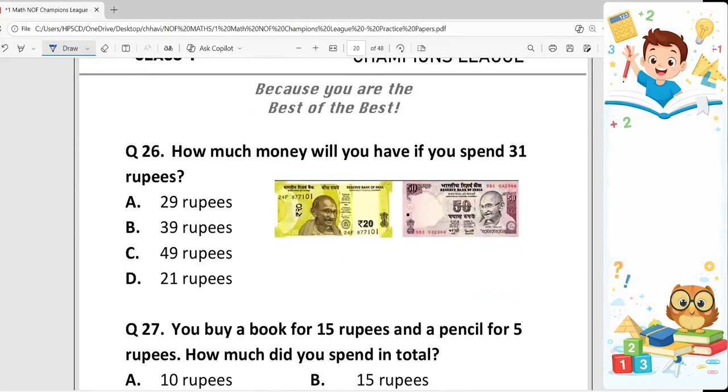26th question. How much money will you have if you spend 31 rupees? If you spend 31 rupees from this and this, isn't it? So we will add these two. This is 20 rupees and this is 50 rupees. So 50 plus 20 is equal to how much? 70 rupees. Now we have to subtract 31 rupees because we have spent 31 rupees. So we will subtract this.